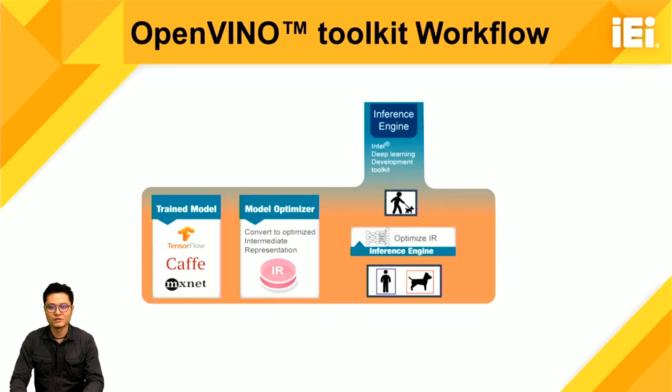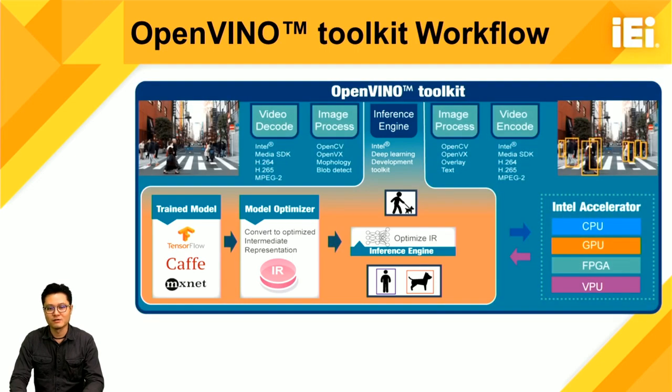And here's the OpenVINO toolkit workflow. In the first step, it converts the frameworks by the model optimizer. Then start from the left top corner with the video stream. Because all video streaming is encoded, it needs to be decoded by the Intel Media SDK. Then it needs some image pre-processing to remove the background or emphasize the image by some morphology methods in OpenCV. Then call the inference engine to predict the input image.